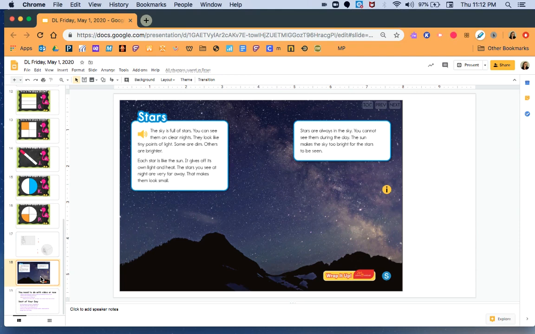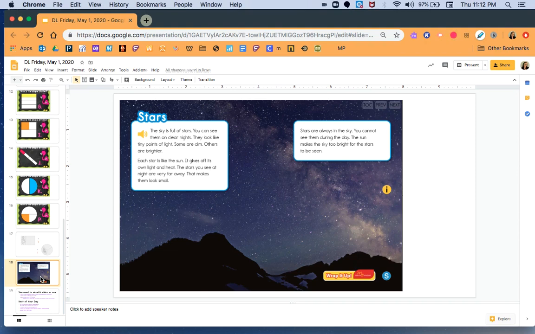Now this is the crazy thing. When I was a kid, I thought this was insane, and it was really hard for me to understand because our sun is so bright compared to the other ones in the sky. So here are the facts for you guys. Ready? Each star is a sun. It's just like the sun. It gives off its own light and heat. The stars you see at night are very far away, and that's why they look so small.